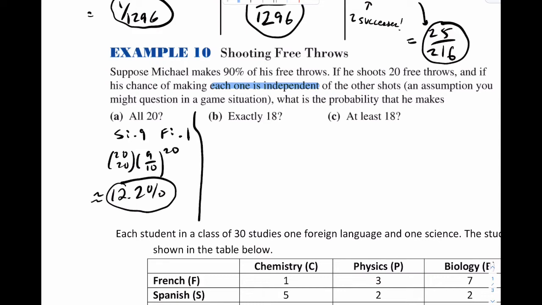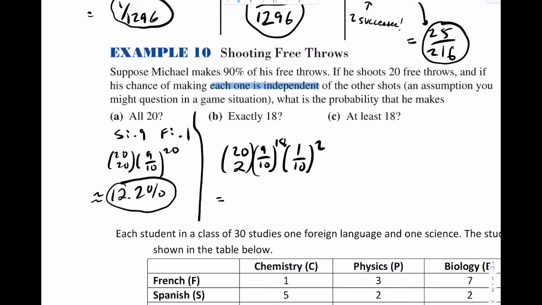Okay, 18. So exactly 18 makes, so we're going to put 9 out of 10, or 9/10, 18 times. That means you fail 2 times. And at the front, we're going to put 20 choose 18. Note that you could also make this 2, and you get the exact same answer, because 20 choose 2 and 20 choose 18 would create the exact same number. So whatever your preference is, you can put that here.